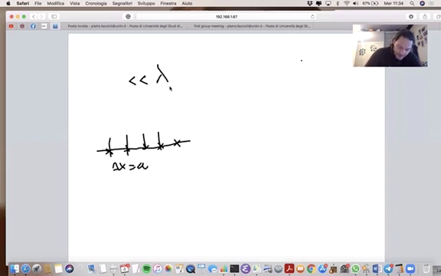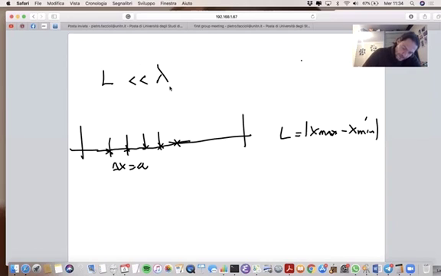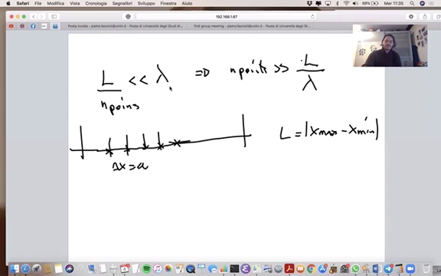So if L is the size over which my system is confined, L is, say, x maximum minus x minimum. Then I have to use so many points so that this inequality is satisfied, or stated differently, the number of points must be much greater than L over lambda. And this lambda, once again, can be estimated from energy.